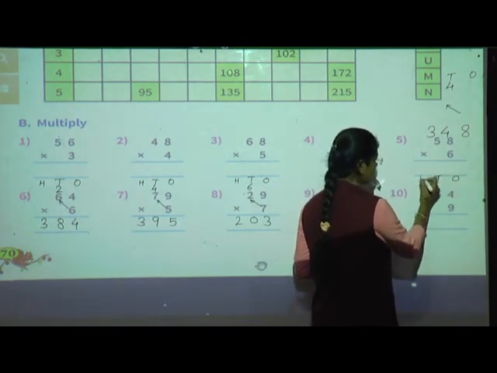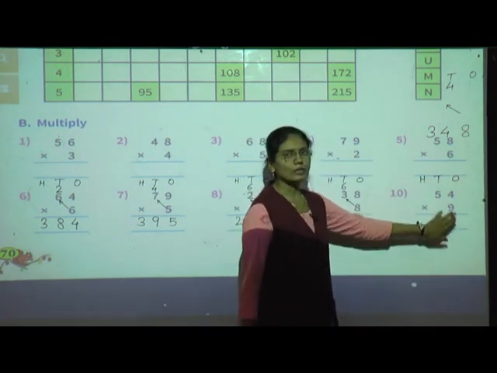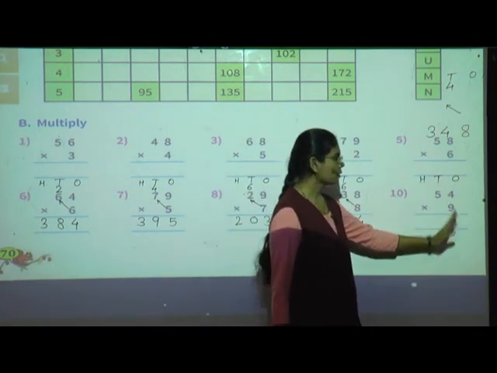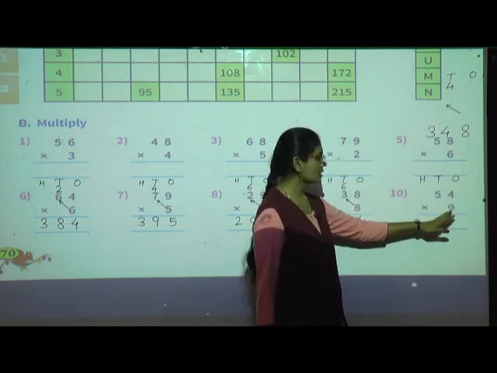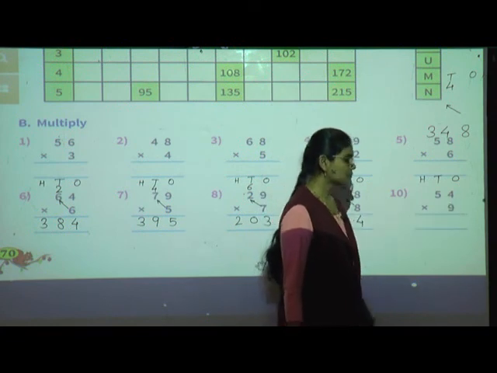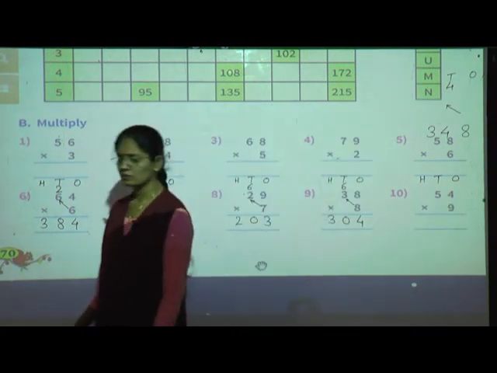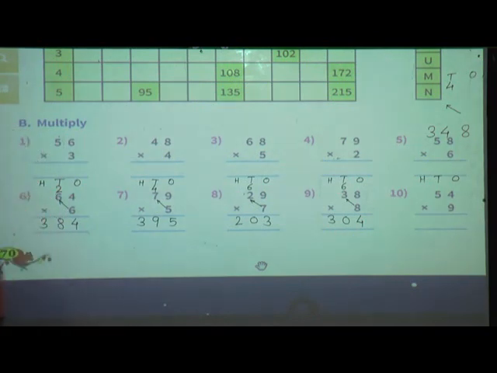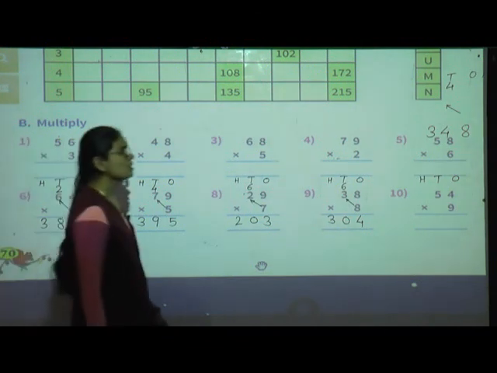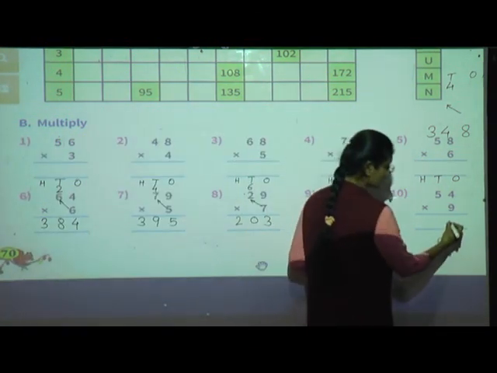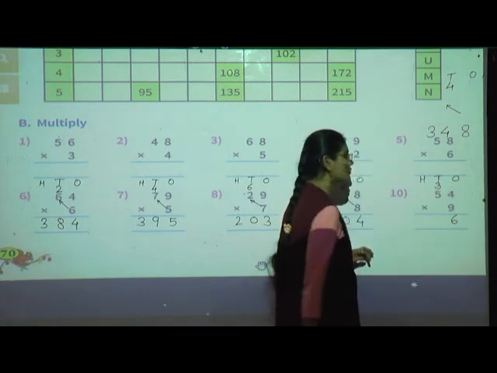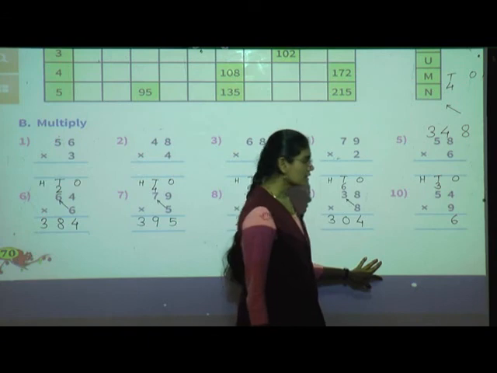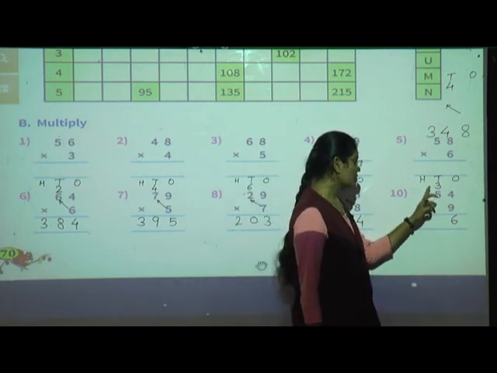Write their places. 54 into 9. Okay. Start from the ones place. 9 into 4 ones. Say the table of 9. 9 fours are 36. So 36 ones is equal to 3 tens and 6 ones. So at ones place we will write 6 and 3 we will give as a carry to the tens place.